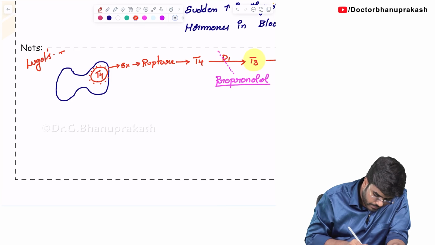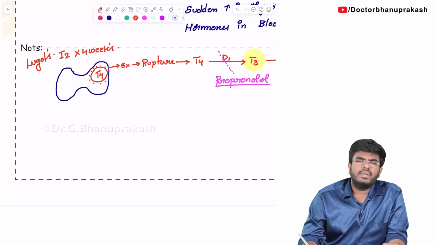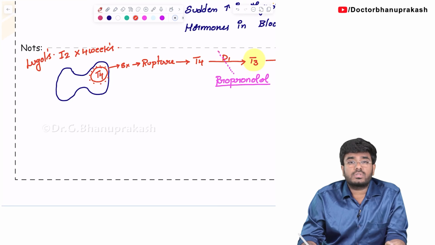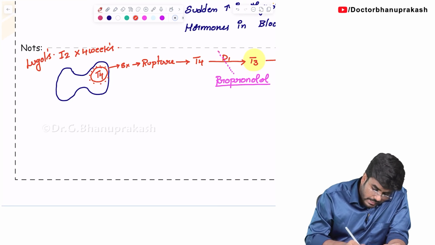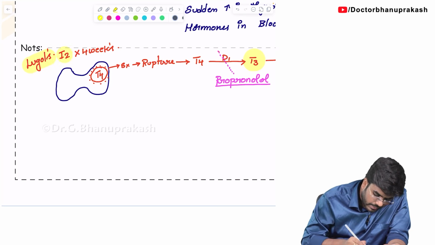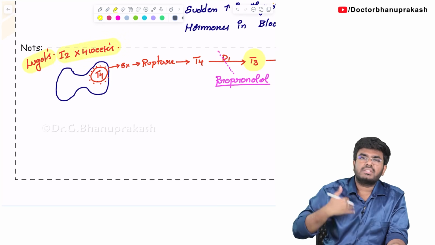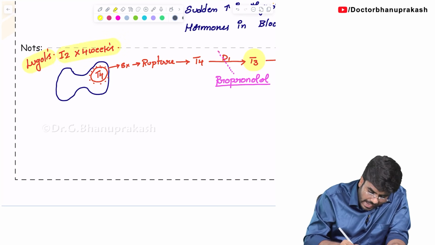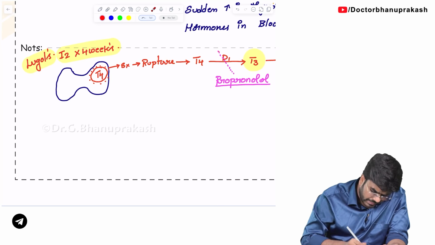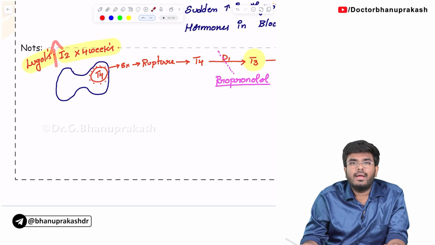Okay, Lugol's iodine, let's say for 4 weeks. Lugol's iodine for 4 weeks means 1 month, right? So I am giving high doses of Lugol's iodine for 4 weeks. Now tell me what will happen. If you are giving the patient this Lugol's iodine for 4 weeks, have I already taught you? Giving high doses of iodine, what will it do?